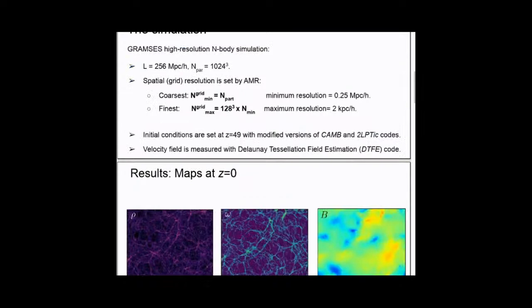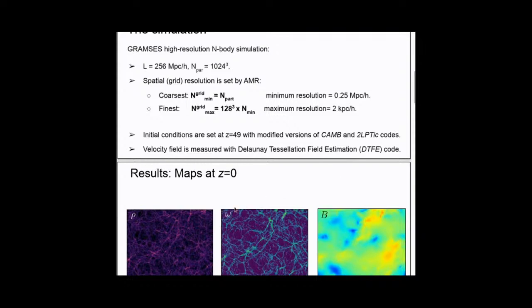The results I'm going to show are based on a high resolution Gramsci N-body simulation. This simulation has a box size of 256 megaparsecs over h with 1024 cubed dark matter particles. The spatial resolution of the simulation is set by the adaptive mesh refinement scheme. This means that you start solving your equations and projecting your quantities on a grid which has, in principle, the same number of cells as the particle number. But as the simulation goes on and you develop high-density regions, the code will create refined regions, so you have good resolution in areas where the actual structure formation is happening. In this particular setup, in the most refined regions, the resolution can be increased by a factor of 128.